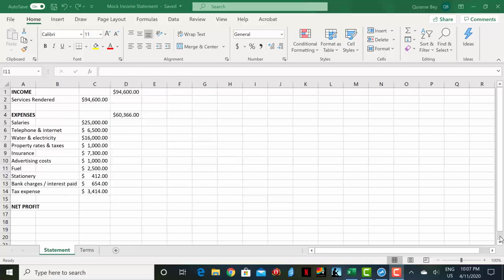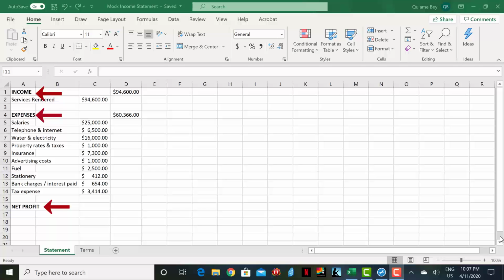Now that we have a basic understanding of these terms, let's look at a sample income statement. This is a simple income statement for XYZ Incorporated. This income statement was created on a spreadsheet, which will make calculations very easy. You'll notice that there are only 3 columns that are necessary for this particular statement: column A, column C, and column D. In column A, we notice 3 important categories: income, expenses, and net profit.